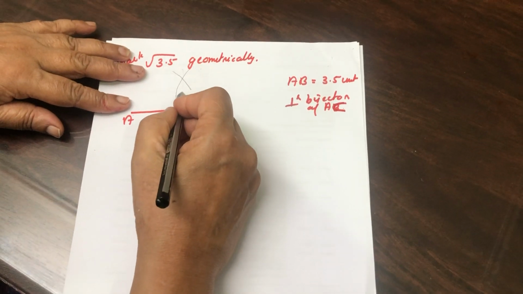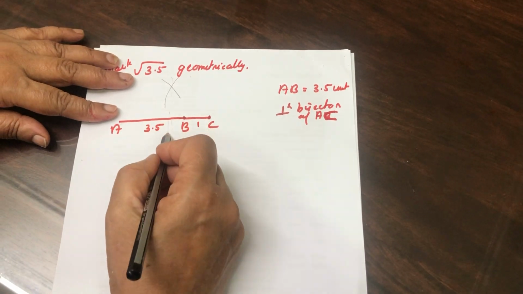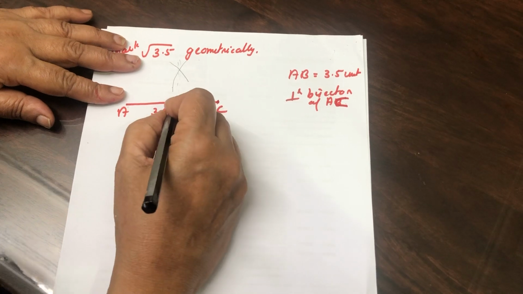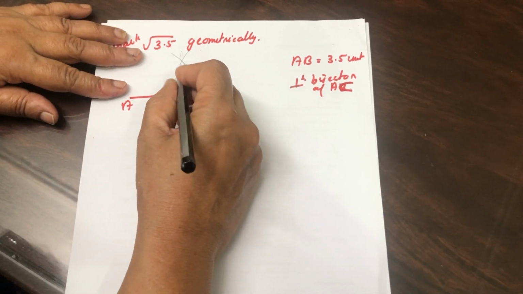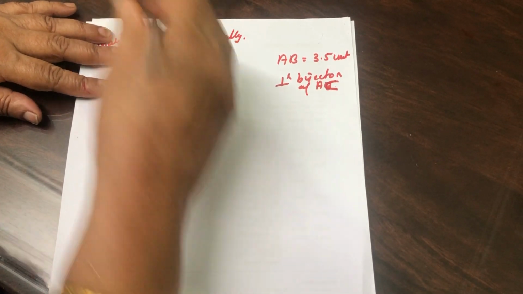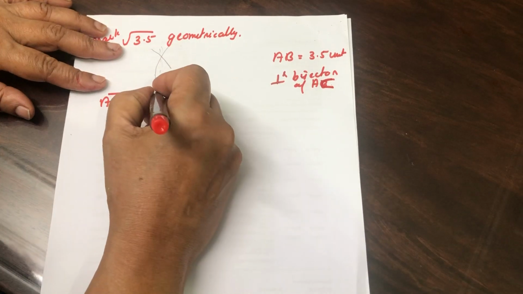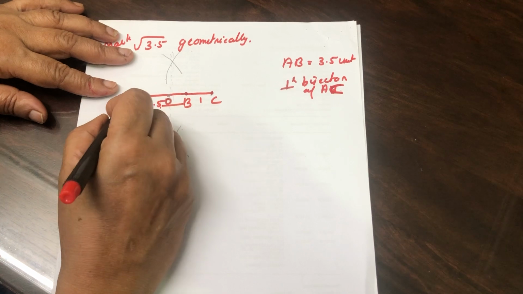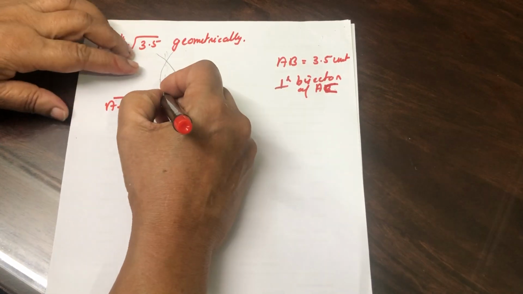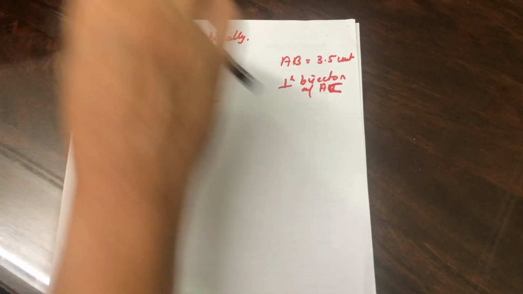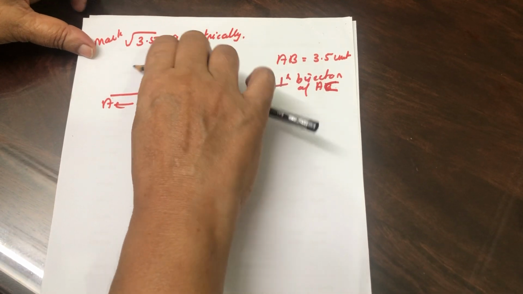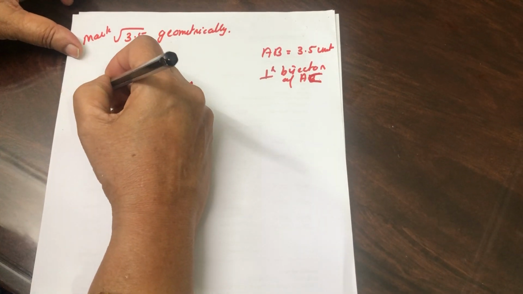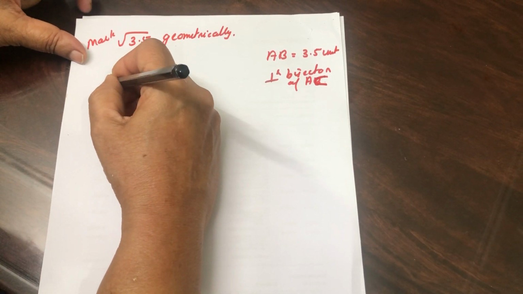then you draw a dotted line. This dotted line is meeting here. This point is our midpoint O. With this midpoint as center, you draw a semicircle which will pass through A and C.